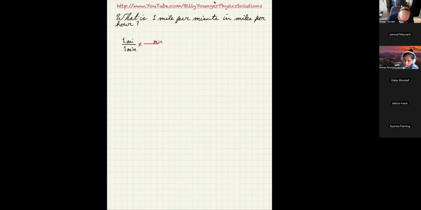And what we know is that 60 minutes is equal to 1 hour. So we can see now that the minute's going to cancel out with the minute, and the math works out to be 60 miles divided by 1 hour, which equals 60 mph. So if your mother ever told you your mouth was running a mile a minute, now you know that just meant 60 miles per hour. Yay.